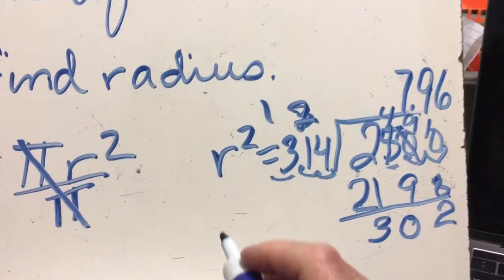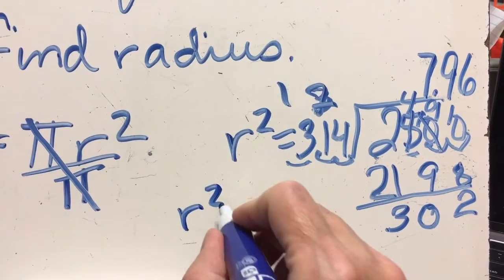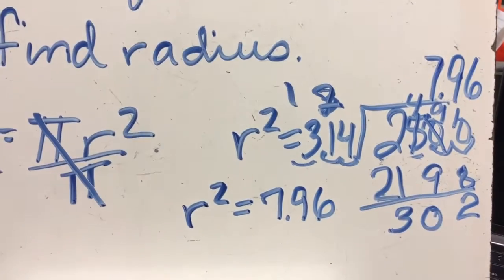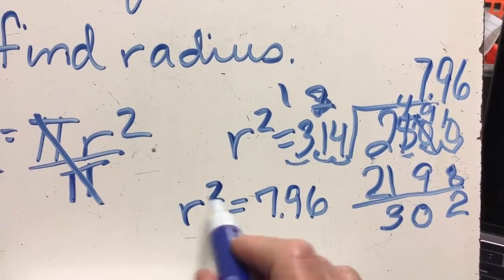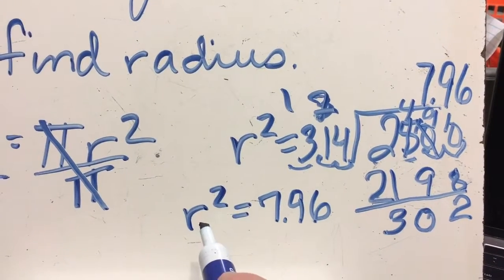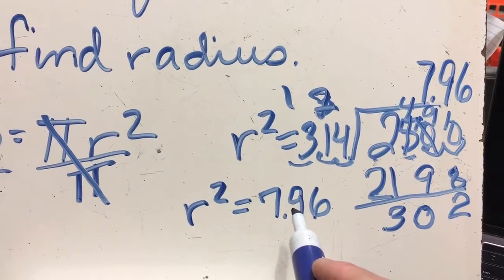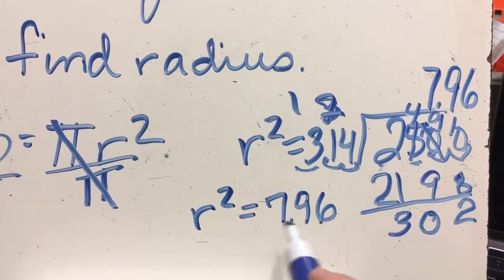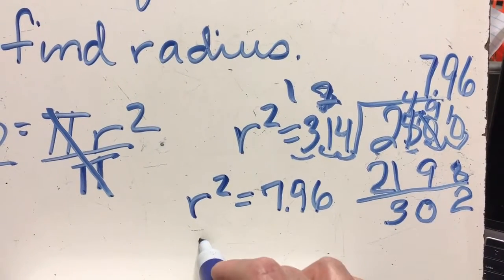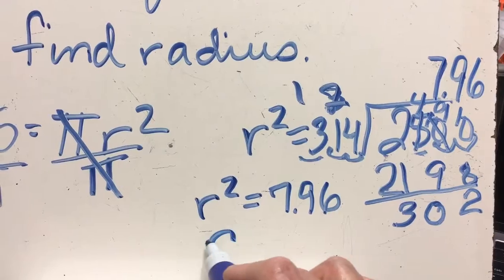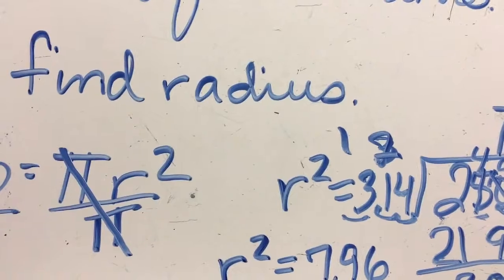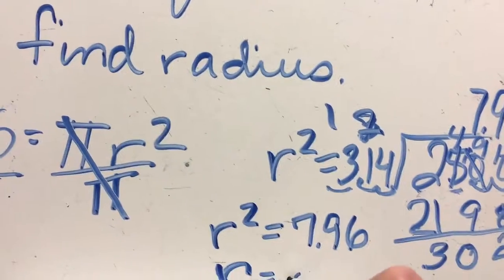Okay, so we end up with r squared is 7.96, and the problem's in your book. But now, how do we get to r if we know what r squared is? Well, we know that r must be somewhere in between 2 and 3, because we know 3 squared is 9, and this is almost 8. So we're going to have to go to our calculator and use our square root function, and we're going to find on our calculator that our r is 2.82.